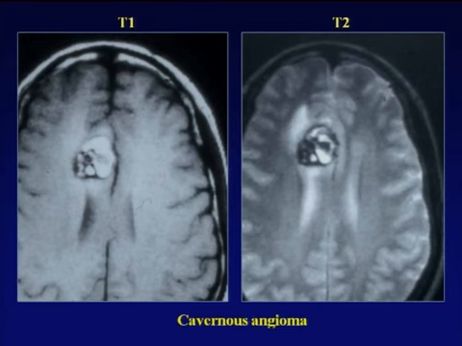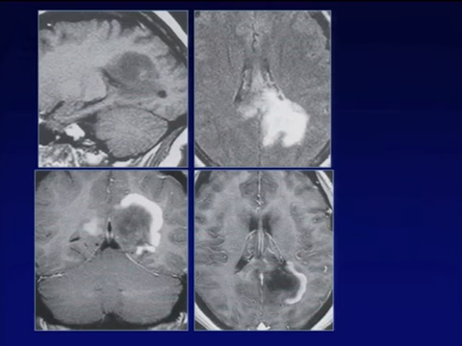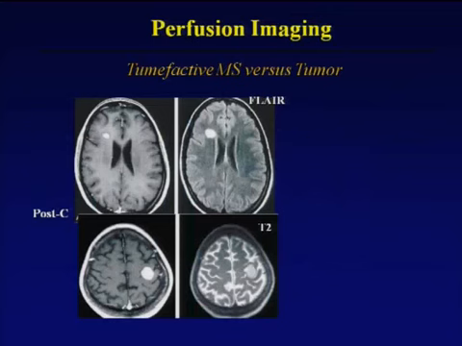This is a very impressive case, which at first gives the impression of a very malignant tumor, but it's not a tumor. It's this kind of tumefactive MS. Sometimes MS has these very large space-occupying lesions, giving the appearance of a tumor. And of course, the new advanced imaging techniques, such as perfusion, are very helpful.